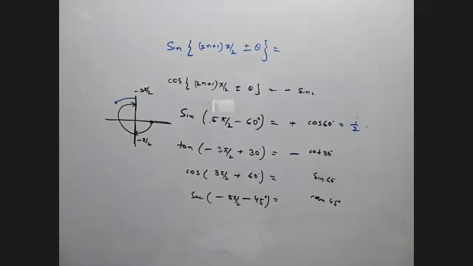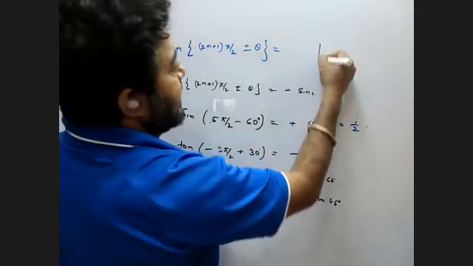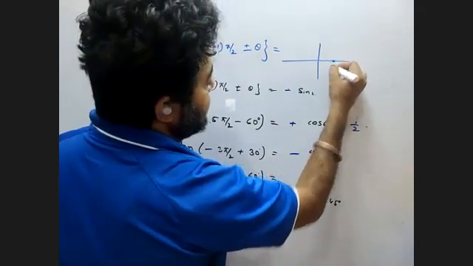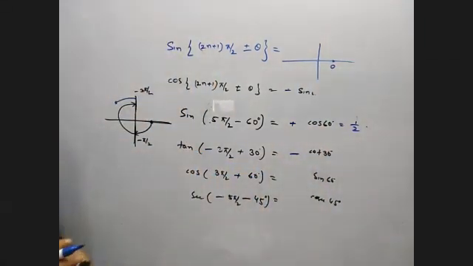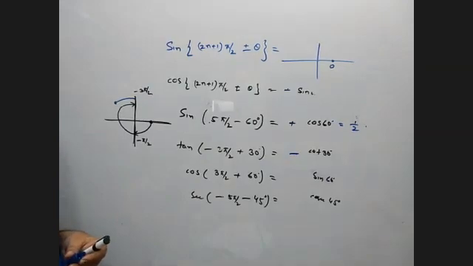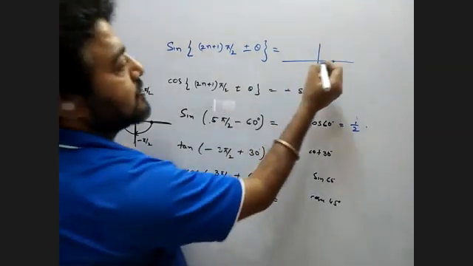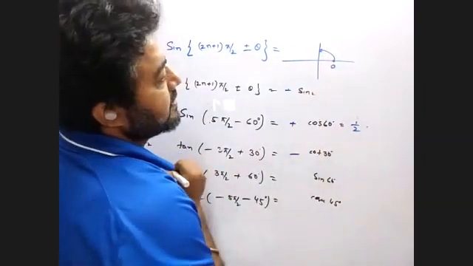So third quadrant. Everyone, see, again we start from 0. My first one is plus. So do we move clockwise or anti-clockwise? Anti-clockwise. Very good.